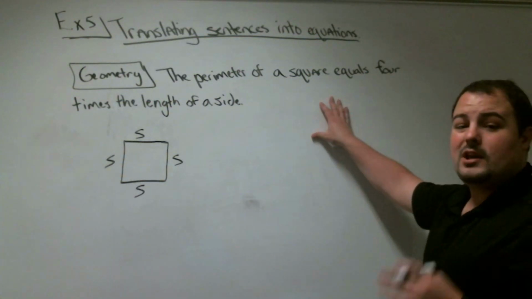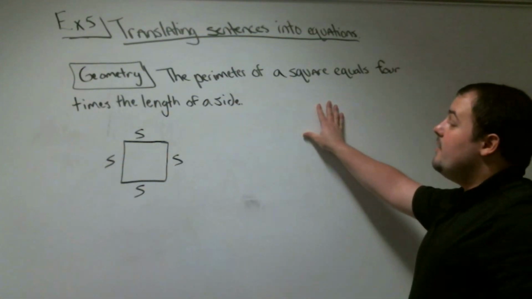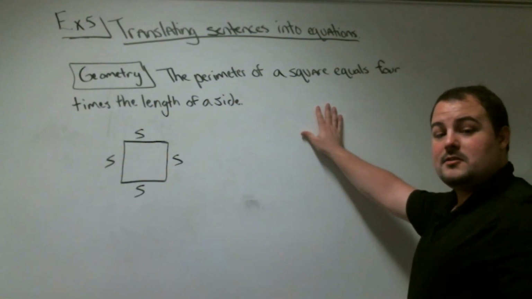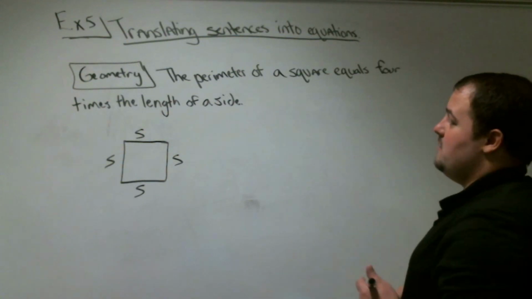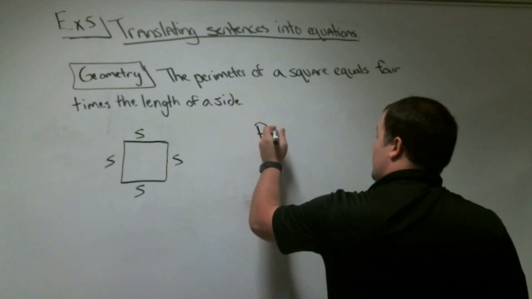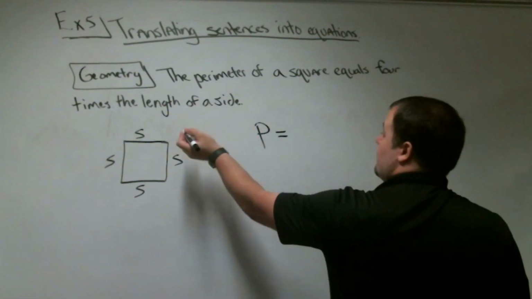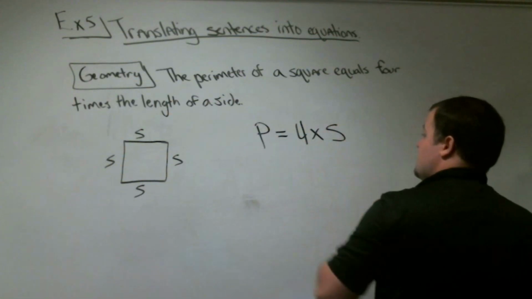Well, here it says that we can actually create an equation or a formula, because it's a mathematical rule, that anytime we have a square, we can just use this formula and get the answer instantly. The perimeter of a square equals 4 times the length of a side. So we're going to use P for perimeter equals 4 times the length of a side, 4 times whatever the side length is.